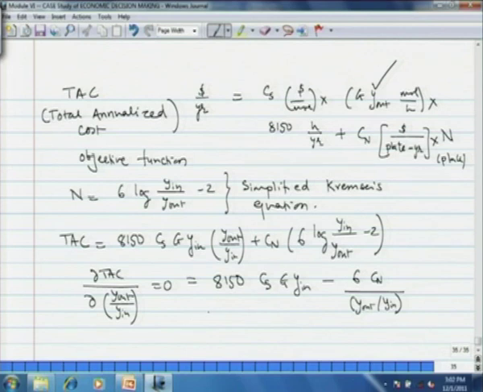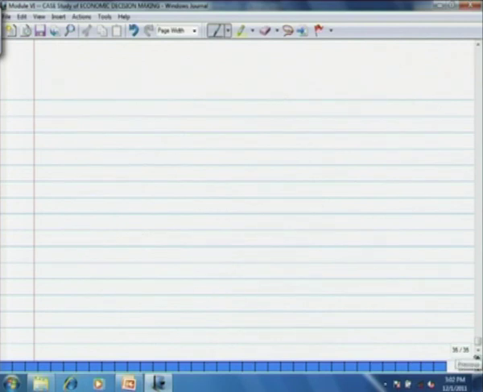And then if we rearrange, we get the optimum fractional recovery at which the total annualized cost is minimum. That turns out to be 6 into Cn divided by 8150 into Cs into G into Y in. We put some typical values in this expression. Let us say the cost of solute is $15.5 per mole. The total flow rate of solute into the absorber, G into Y in, is 10 mole per hour.